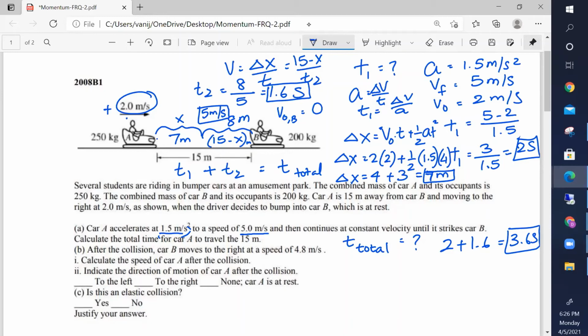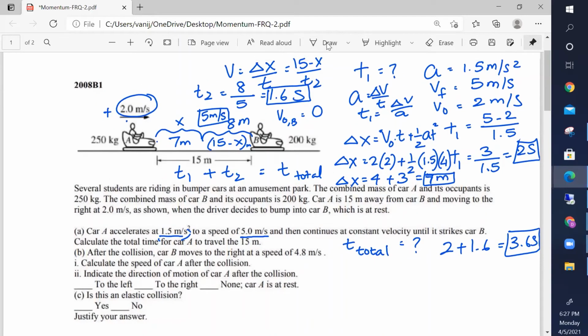Now part B. After the collision, car B moves to the right at a speed of 4.8 meters per second. Calculate the speed of car A after the collision. Very good. So we're going to use the law of conservation of momentum because it doesn't matter what type of collision it is. The law of conservation of momentum is going to hold good, right? So what does the law of conservation of momentum say?